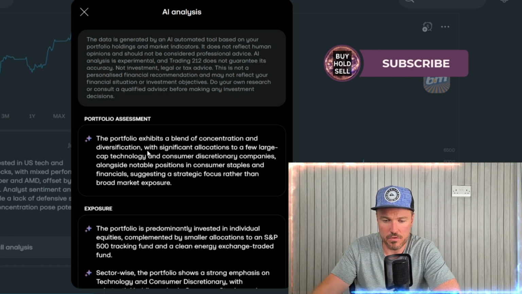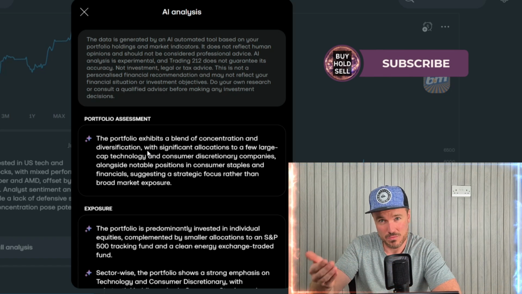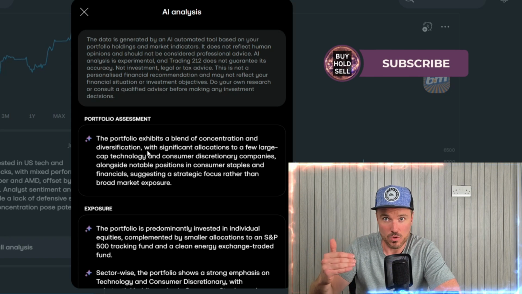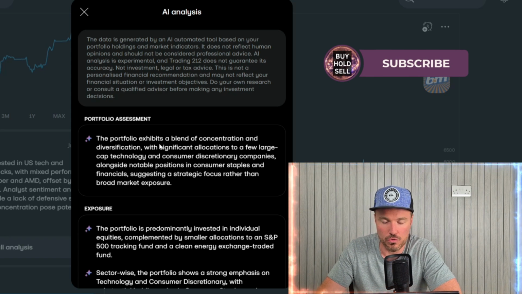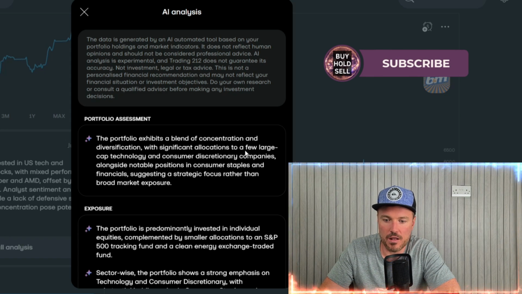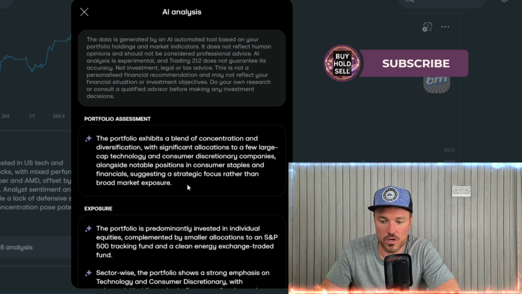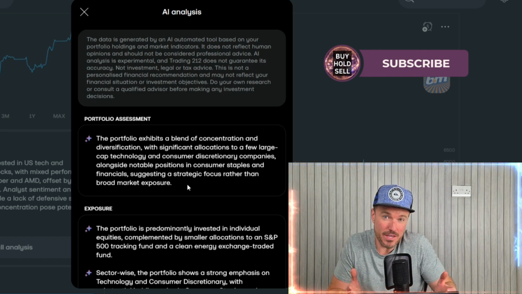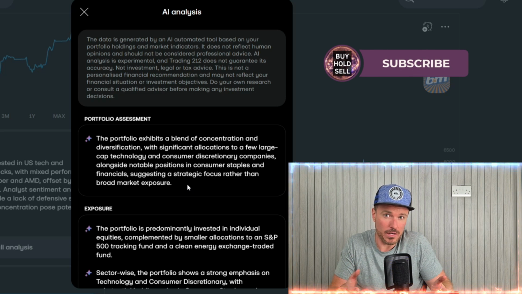I do want a bit of diversification, and you can see some of them plays some dividends. There is a nice hybrid mix there. The idea is, if things go down, it's not going to be too rocky. With significant allocations in a few large cap technology and consumer discretionary companies, alongside notable positions in consumer staples and financials, suggesting a strategic focus rather than broad market exposure. That's kind of it. I am heavy in the big boys and I am more tech orientated. There's no doubt about it.